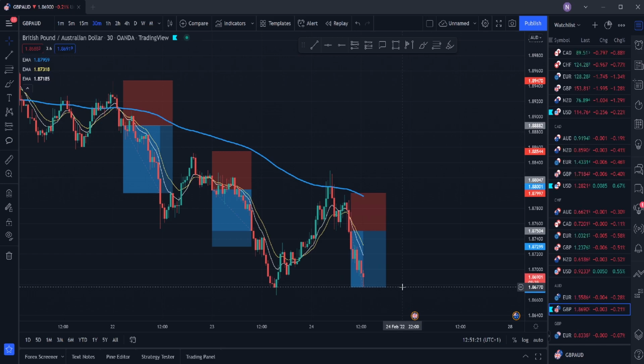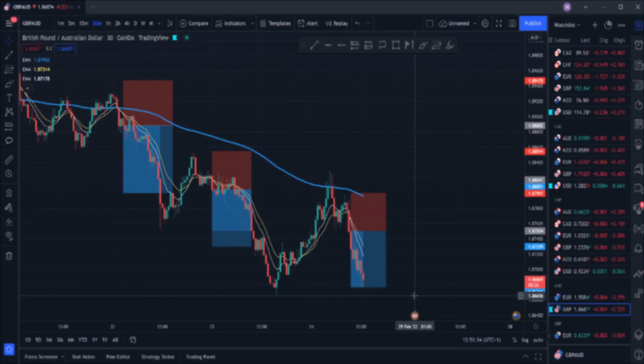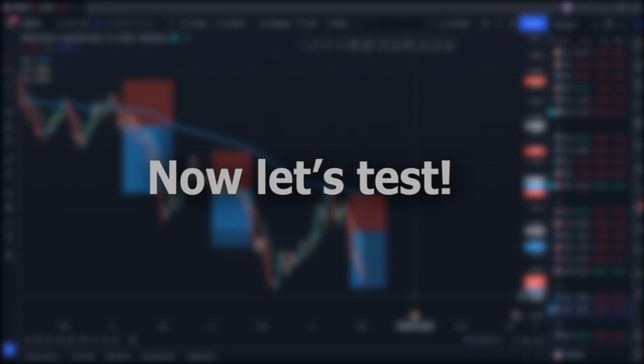You can either wait for the price to fully breach this point, which I assume is going to happen in this case because this is a very strong downward movement. We'll see this going on for a little while. Or the other option is to just close out the trade manually. Now let's test the most recent 100 signals this strategy provided on 2 different currency pairs and see the results.